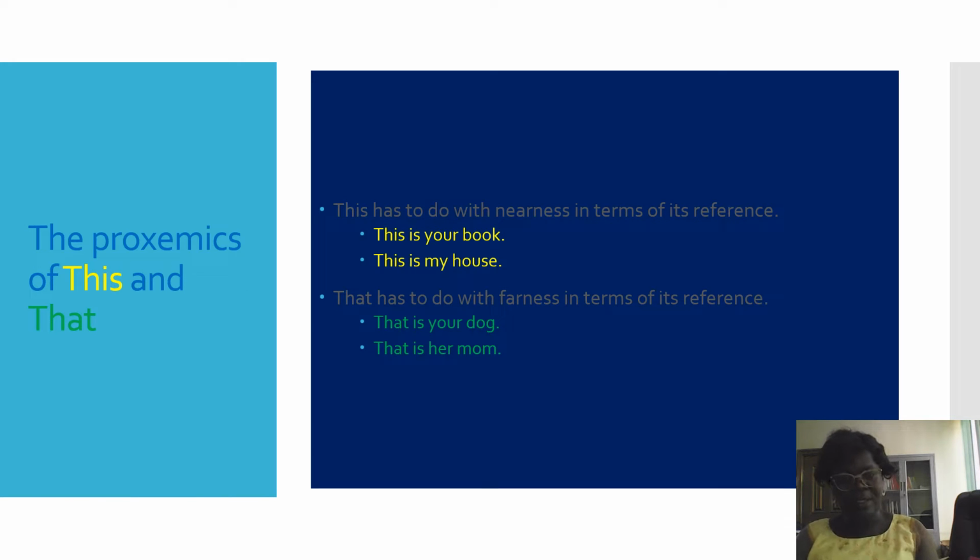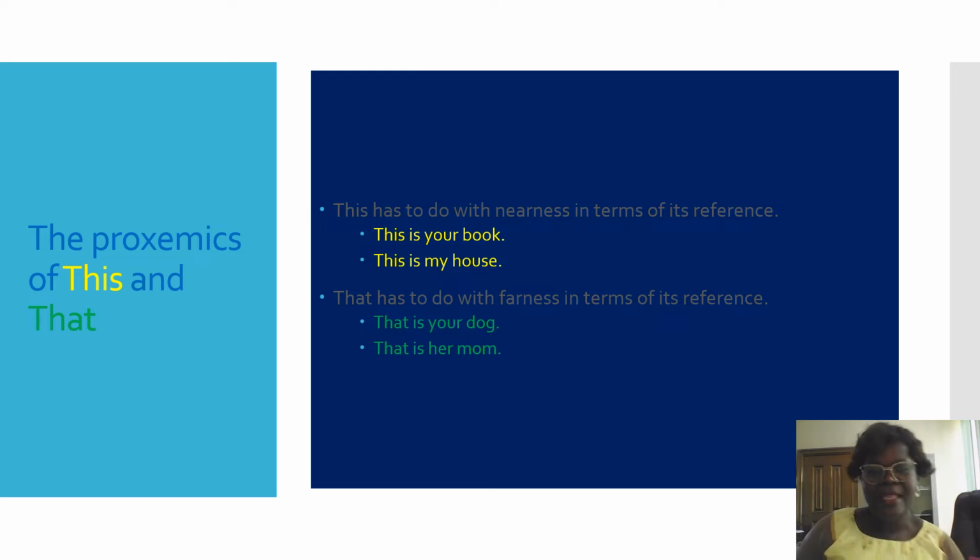So let's look at the examples here. Let's look at the proxemics of this and that. Now, when you use this, it has to do with how near the object is to you. So this is your book. It means that this book that I'm holding is mine. So I'm holding it, it is my book. Now, if I say this is my house, that means the house I'm living in is my house.